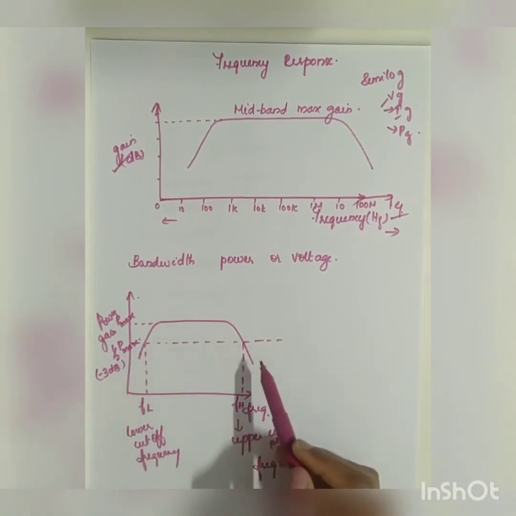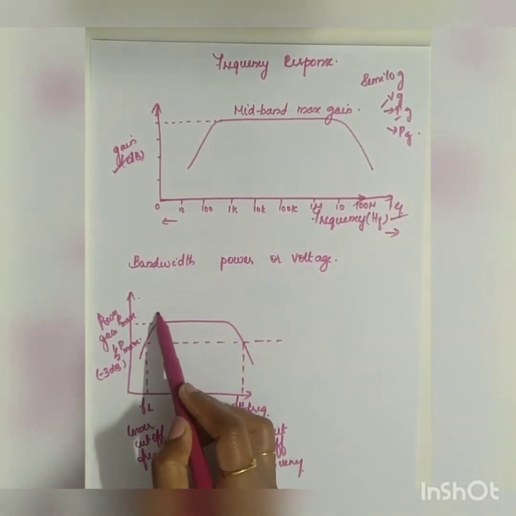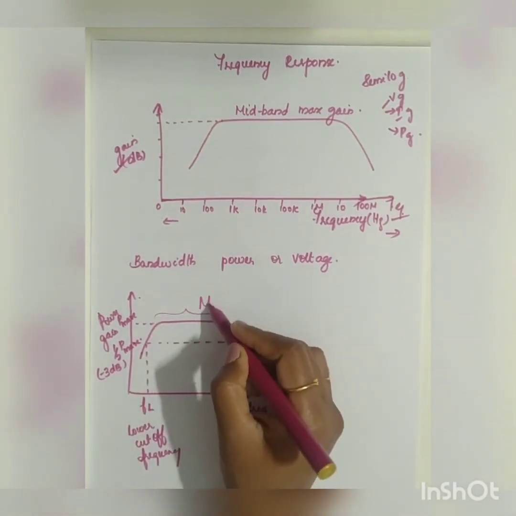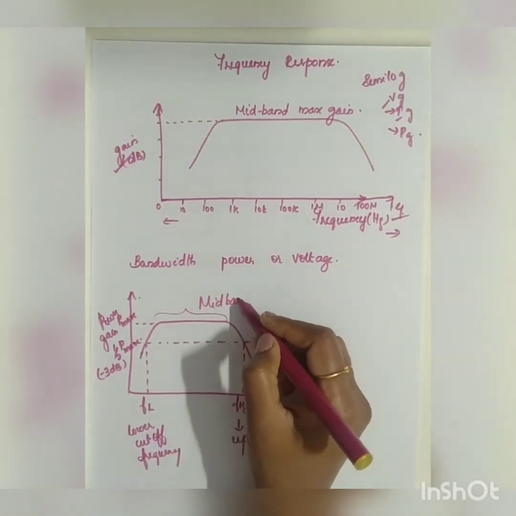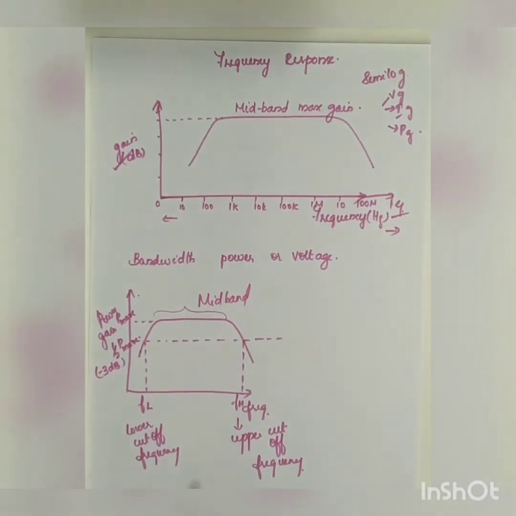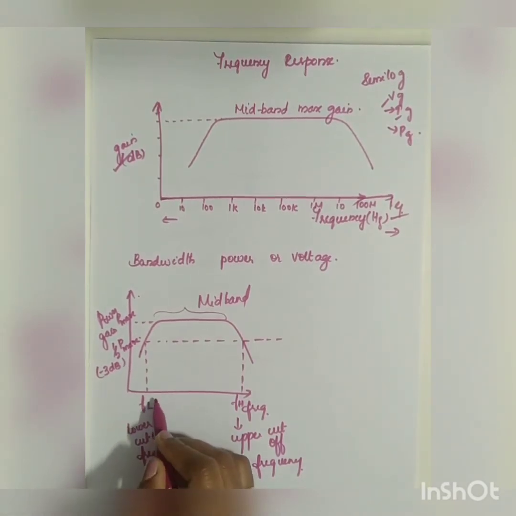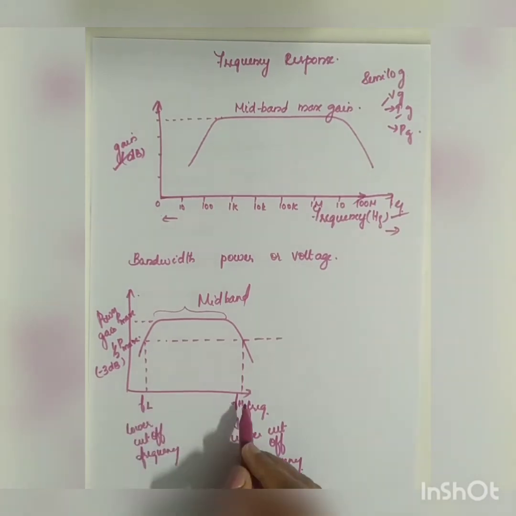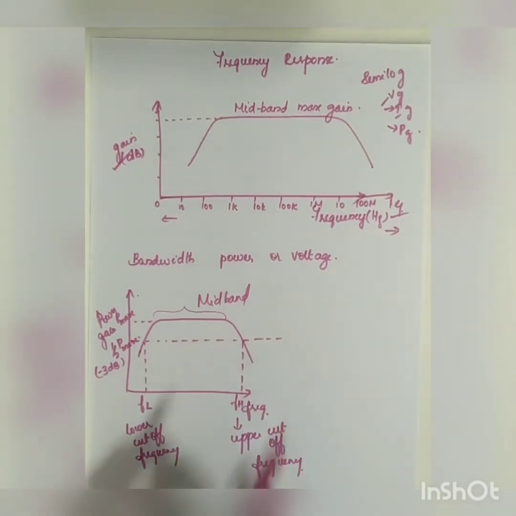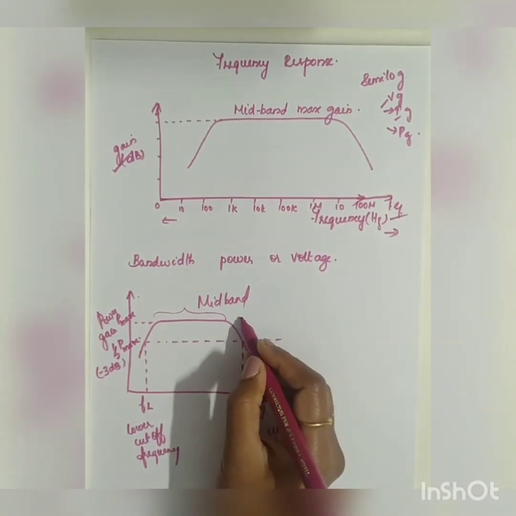So lower cutoff frequency, upper cutoff frequency. Beyond this lower and upper cutoff frequency, there will be no amplification. The amplification will be done in the mid band where you have a flat response. This is how you know the range of the amplification. For example, for an audio signal, you know that the amplification will be done from 20 hertz to 20k. So here you will be getting the mid band, and here the gain will be equal to 1.